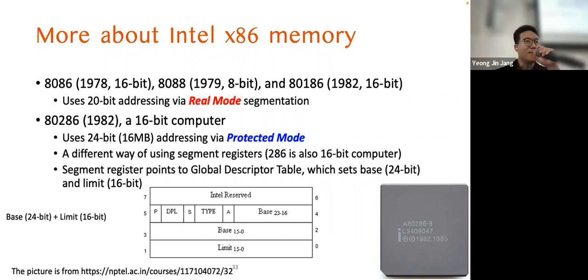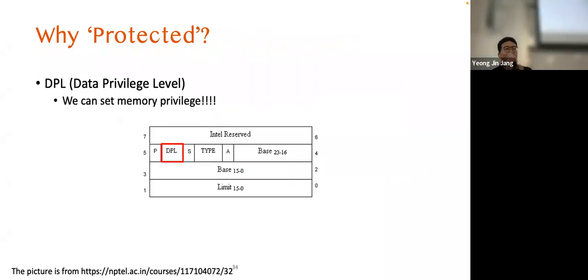The reason why I'm explaining this is that this is the first showcase of the protected mode in 286. And the reason why it is called the protected mode is that in this kind of 8-byte structure, there is a bit flag, the so-called DPL, data privilege level. What that means is that in the real mode, there is no memory protection at all. Any program can access any kind of memory region.